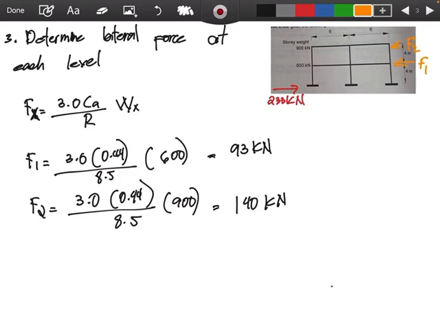Okay, so that is how we determine the lateral force at each level. So, when will we use simplified design base shear? When the building is not more than 2 stories in height. Okay, so this is how we use simplified design base shear. That's it for this topic.